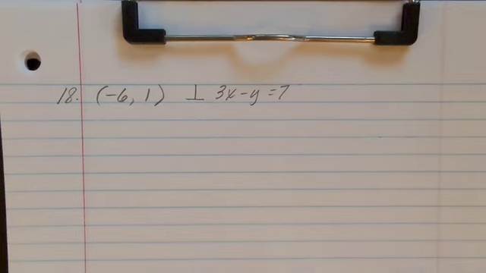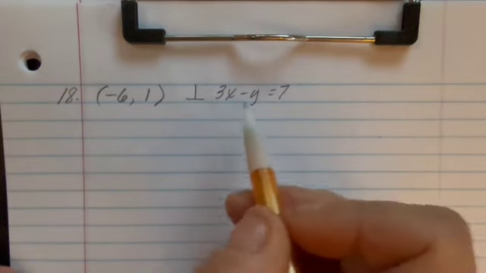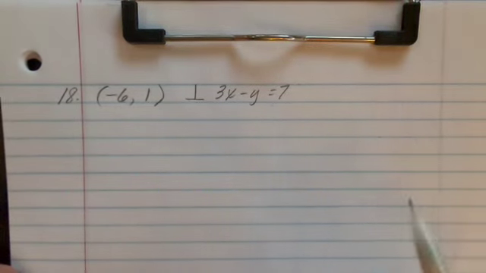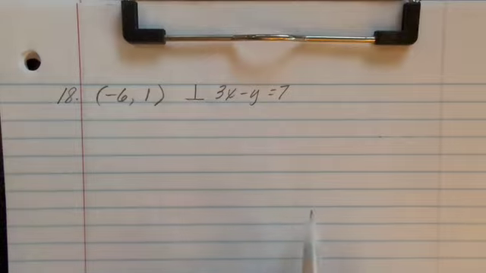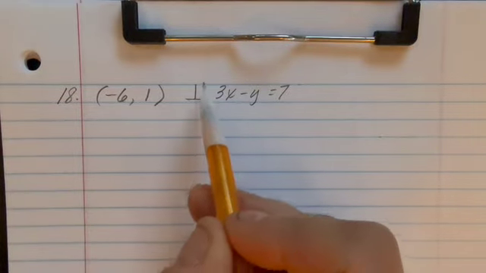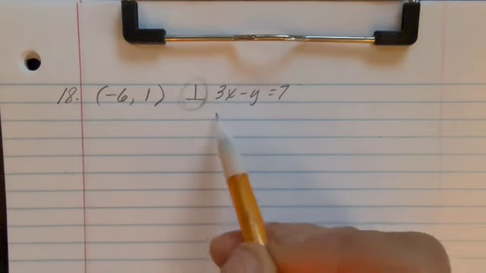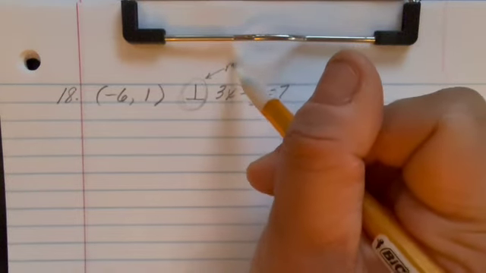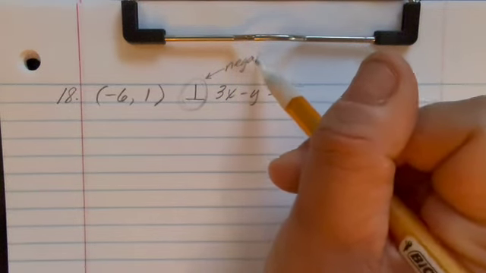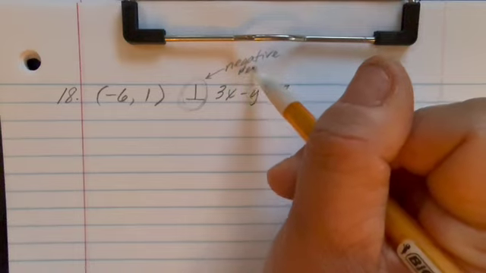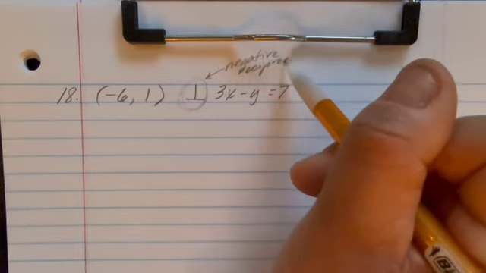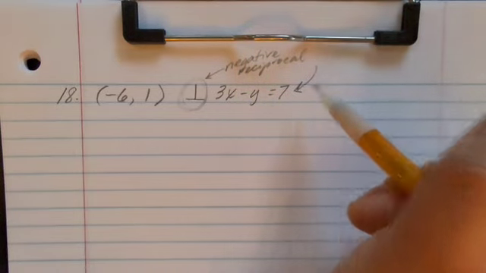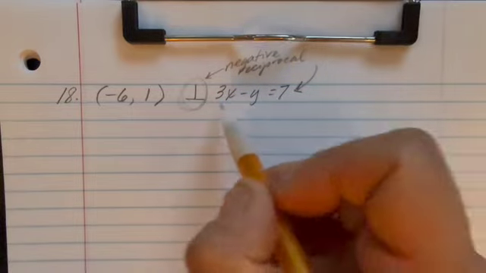Now, this is a little bit of a pain because this is in standard form, right? It's not in slope-intercept form. So perpendicular is telling me that the slope of my new line is going to be the negative reciprocal of the slope of this line. What is the slope of this line?